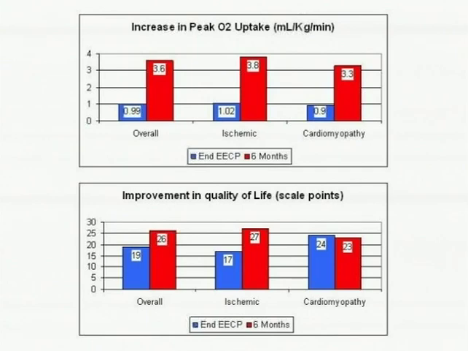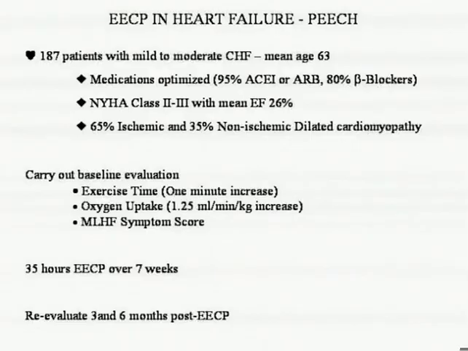So you're not helping them just by making collaterals, you're having an independent beneficial effect that has nothing to do with collateralization. So you're helping heart failure per se. Quality of life improved at the end of ECP, and it was even better at 6 months out. Overall, in the ischemic and in the cardiomyopathy people, the ischemic people continue to improve, the cardiomyopathy people maintain their gain. That led to the large PEACH study.